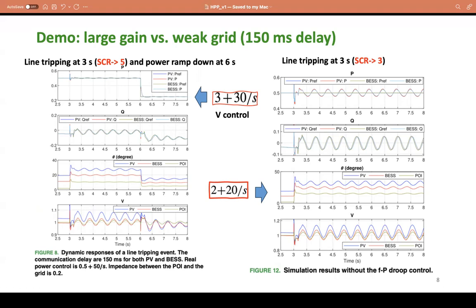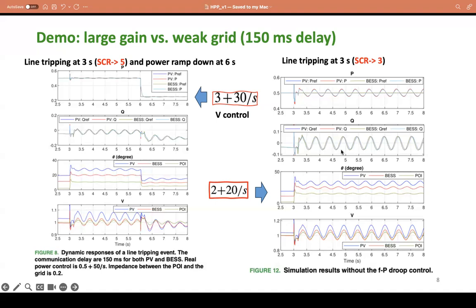And then if you ramp down power, you can see it becomes slightly better. Ramp down power by half, slightly better. All right, so that's basically because of the larger gain. The next thing is looking at the grid where the gain is not super large, but the system becomes weak as well. So in both cases here, the system becomes weak.